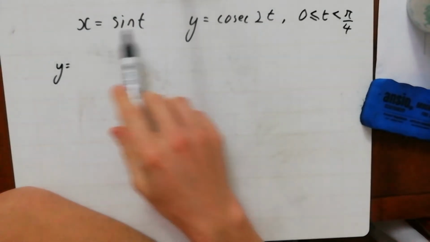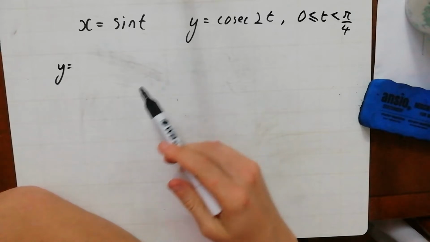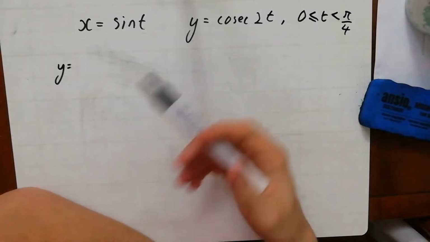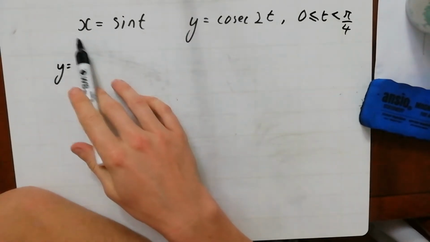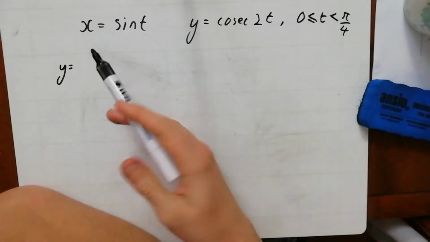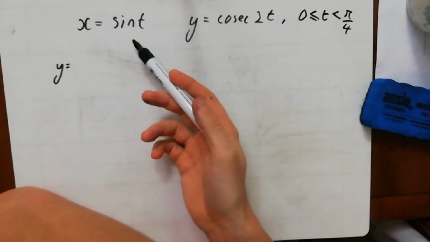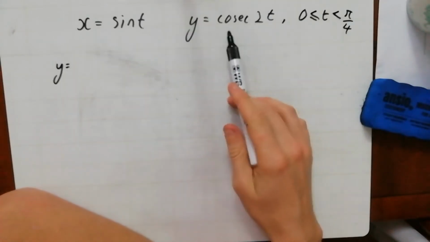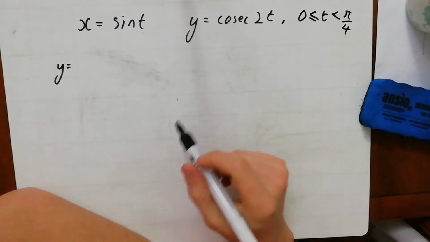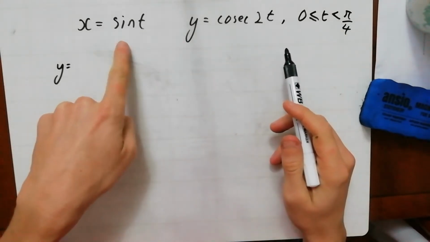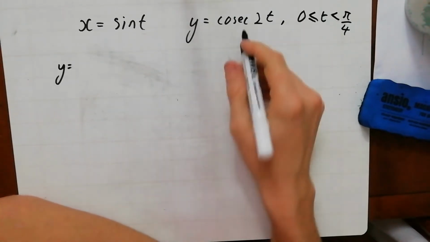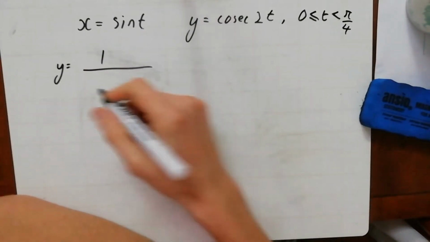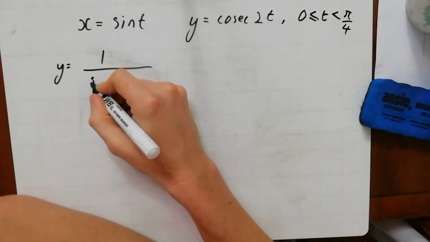There's no single method to do these. You usually have to look at the functions you have and think, which one do I need to work on a bit first? In this case, x equals sine t seems simple enough. There doesn't seem much I can do with that. Y equals cosec 2t is a bit more complicated. It's probably worth having a look at this first to see if I can tidy it up in some way, make it look a little bit more like sine t. So I remember that cosec is 1 over sine.